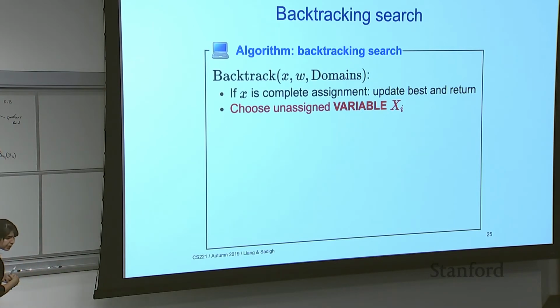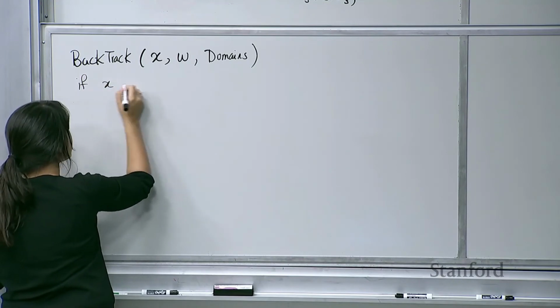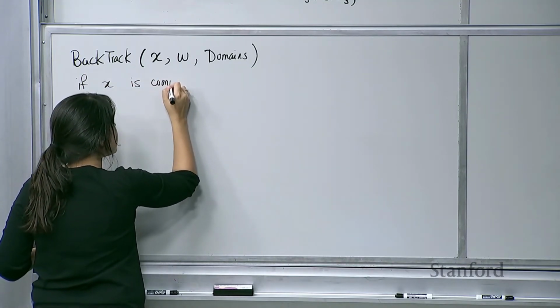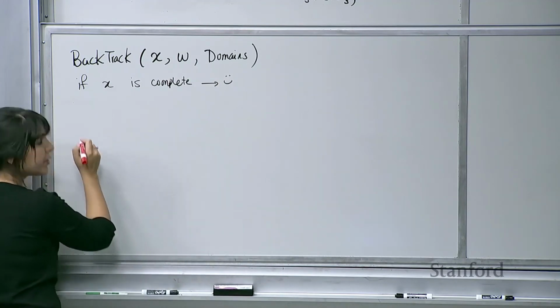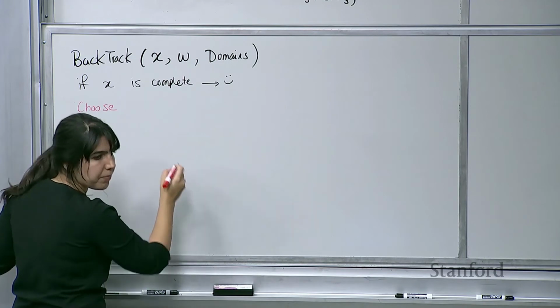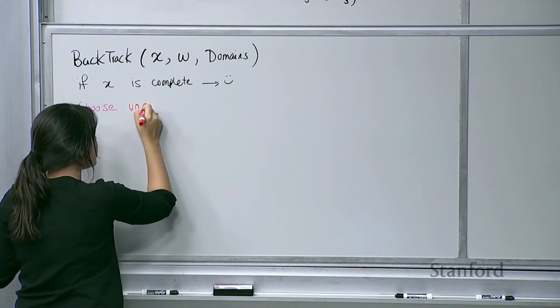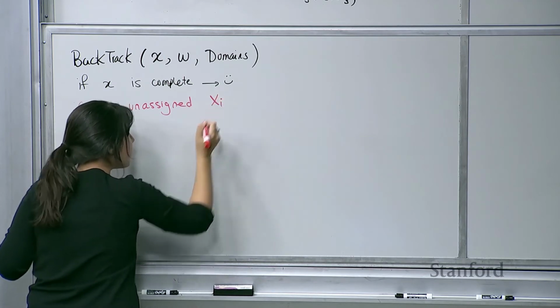Then if not, then we're going to choose an unassigned variable. So I should have written this. So if X is complete, then let's say we're happy. Then we're going to choose an unassigned variable, so choose a variable, choose an unassigned variable, xi.